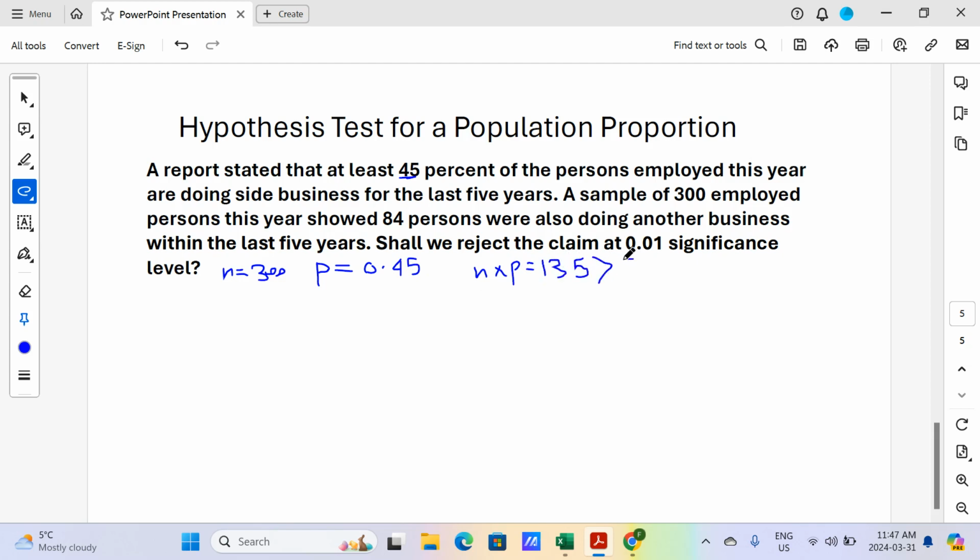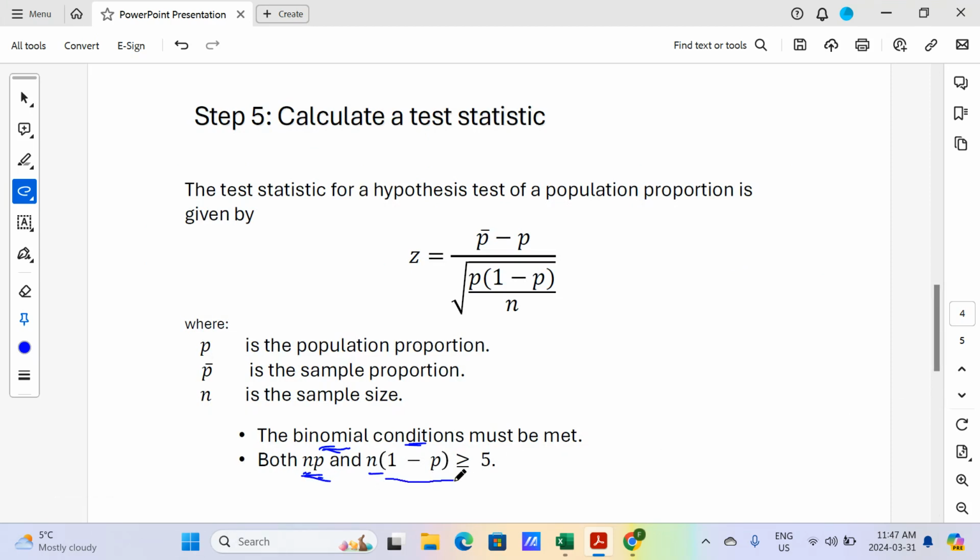Okay, it's definitely more than 5. And also, N times 1 minus P. N is 300. 1 minus P, 1 minus 0.45 is 0.55. 300 times 0.55 is 165. So also it's more than 5. Okay, so I check these two conditions and they fit in this question.